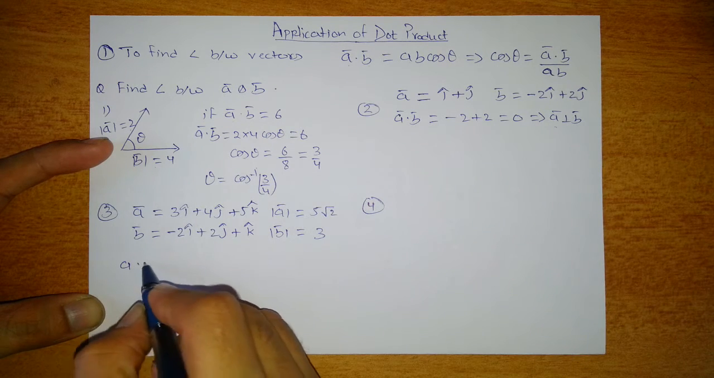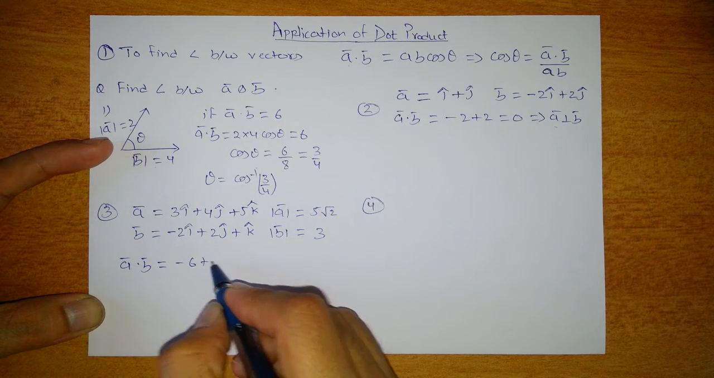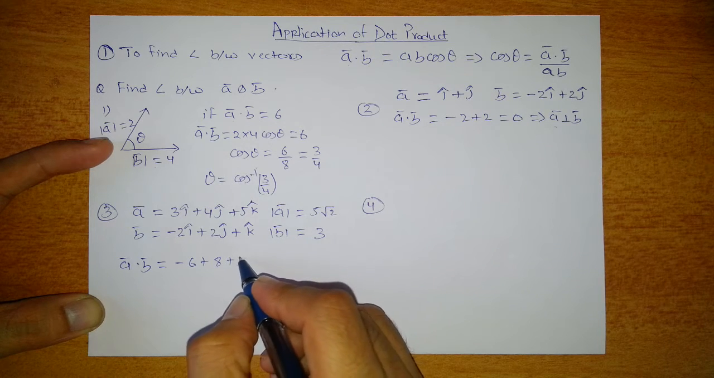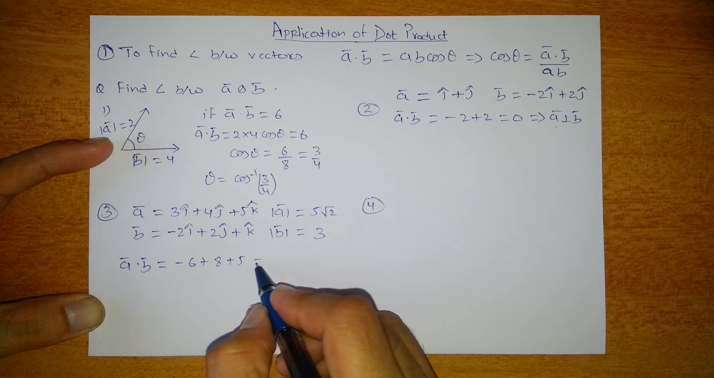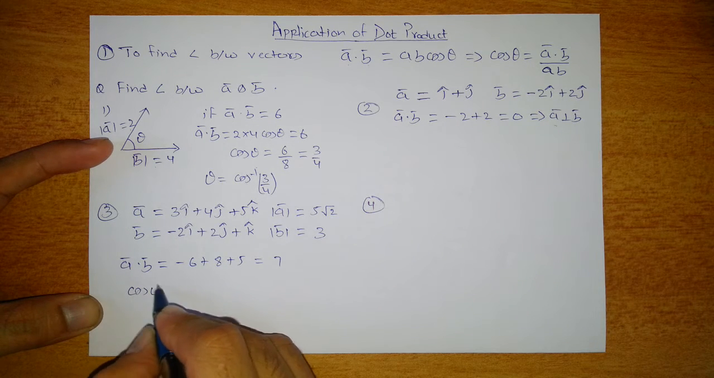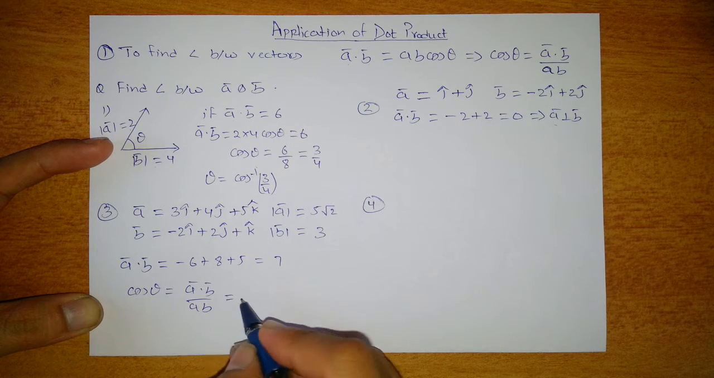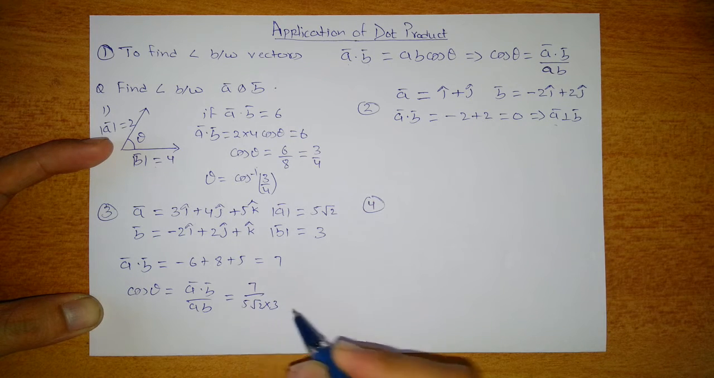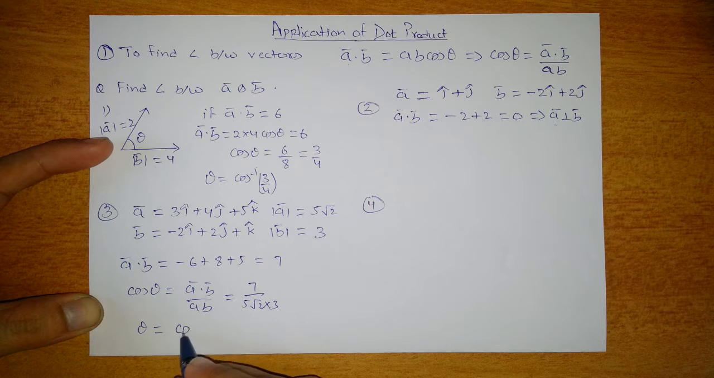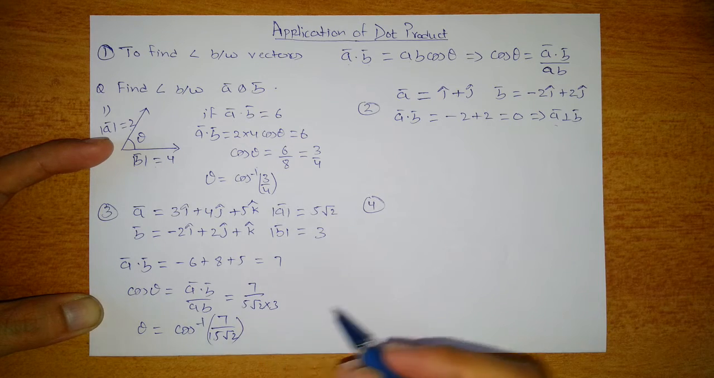So what is A dot B? A dot B is -6 plus 8 plus 5. So we are getting 7. Hence, cos theta, which is A dot B over AB, will be 7 by 5 root 2 into 3. And theta will be cos inverse of 7 by 15 root 2. That's all.